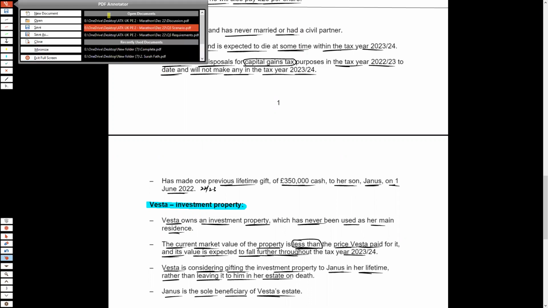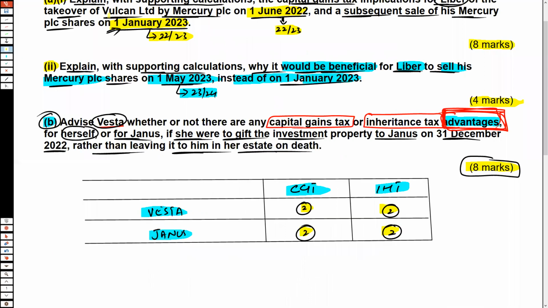Two minutes to go. After 2 minutes, I start my discussion with respect to Vesta, its existing situation, proposed transfer, and the relevant CGT and IHT implications under Part B of the question for 8 marks.